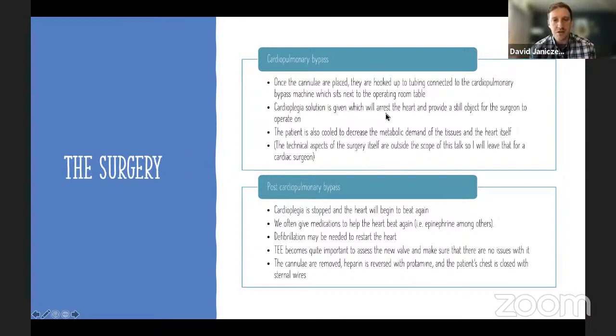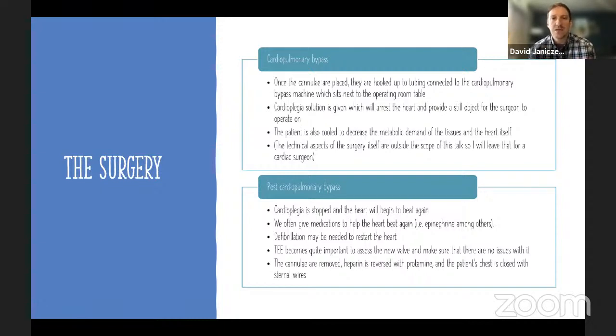Like I mentioned, cardioplegia is given. The patient is also usually cooled. The bypass machine can cool the patient; it depends on the surgery. Sometimes as cool as 20 degrees centigrade. That's called deep hypothermic cardiac arrest. We only do that for certain surgeries. For the most part, they're usually cooled to anywhere between 28 and 32 degrees centigrade. What that does is it really decreases the metabolic demand of the tissues and the heart itself. So it's a way of protecting the heart from any potential ischemia or lack of blood flow during the bypass run.